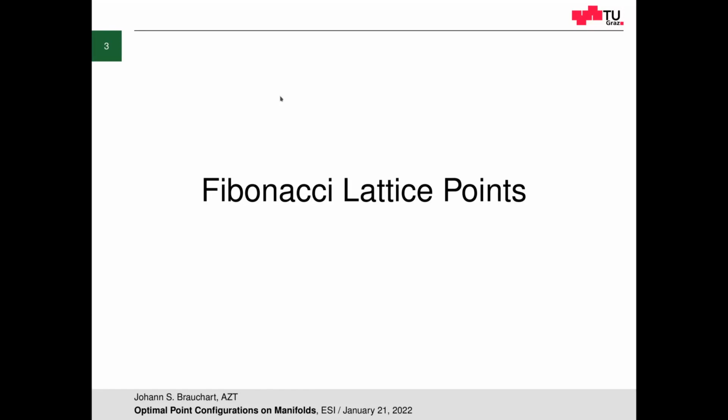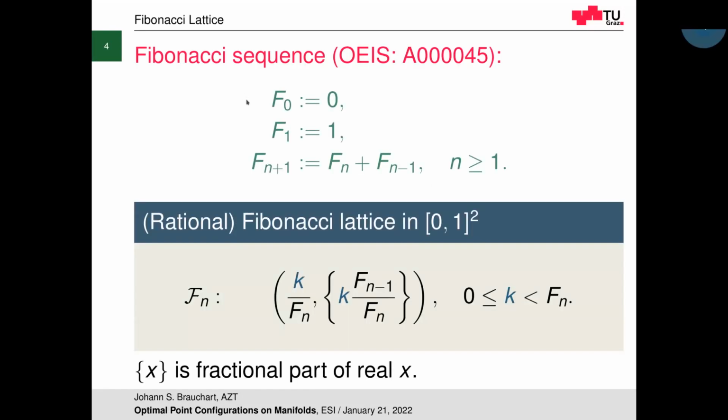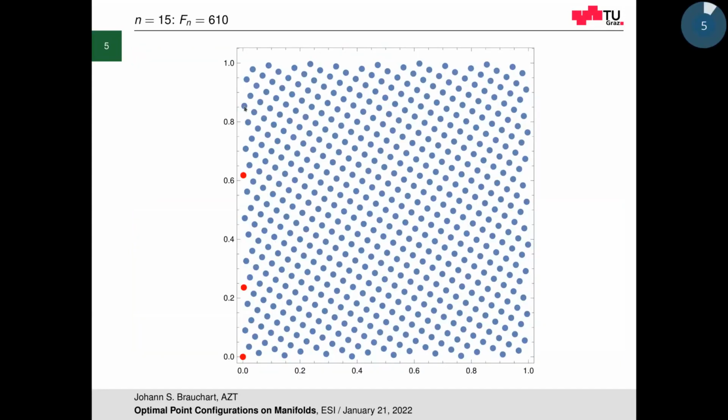So here is the definition of the Fibonacci sequence and the Fibonacci lattice. That's the usual way, I think, to do that. We consider here, for example, an example with little n equal to 15. This means we have 610 points here, and that is one example of a Fibonacci lattice in the unit square.